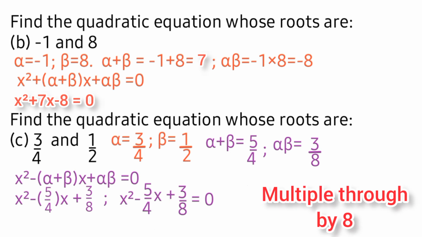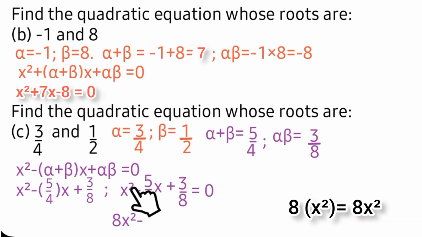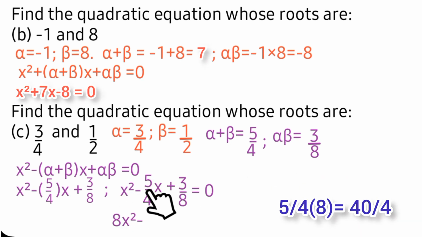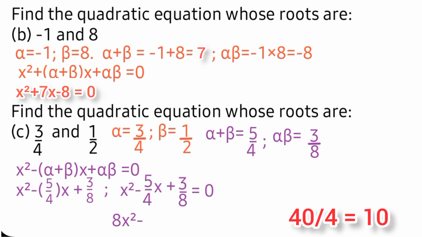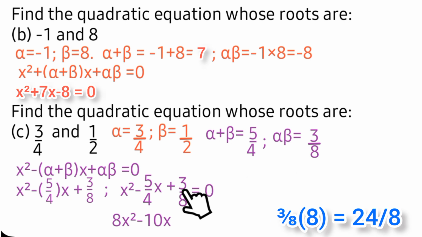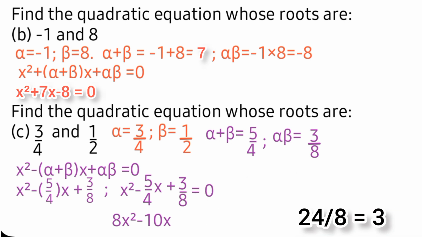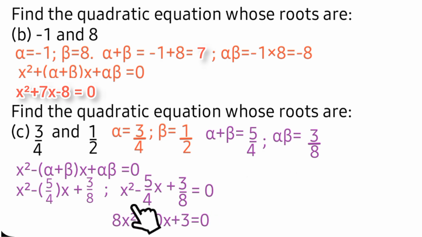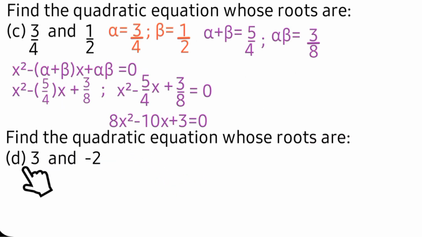Let's multiply through by 8. We have 8x squared minus 5 over 4 times 8, 40 over 4, and 40 divided by 4 gives 10. We have minus 10x. 3 over 8 times 8 gives 24 over 8, and 24 divided by 8 gives 3 equals 0. Therefore, 8x squared minus 10x plus 3 equals 0 is the quadratic equation whose roots are 3 over 4 and 1 over 2.